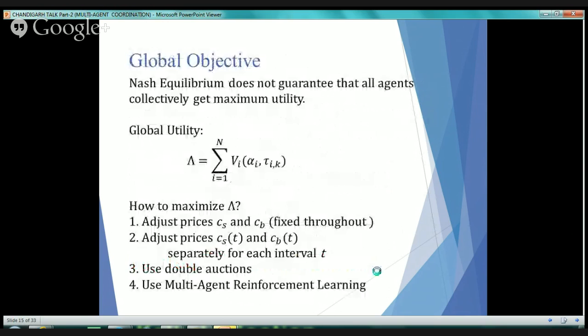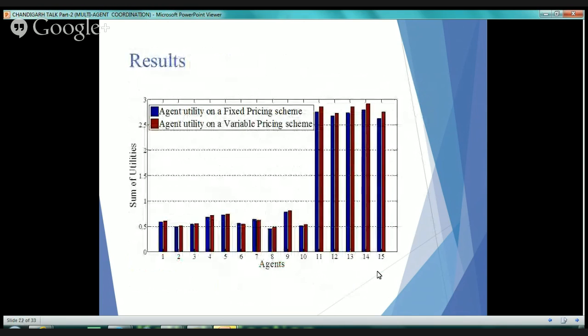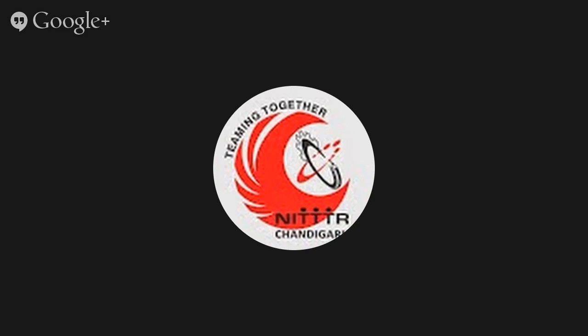But at this point in time, what we are looking at is a multi-agent reinforcement learning algorithm. So the agents together will try to learn something so that they'll try to escape from the Nash equilibrium and get to another point which is best for everyone. So this is one application of multi-agent reinforcement learning.